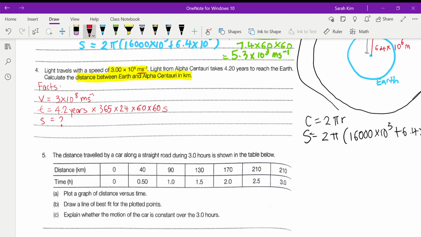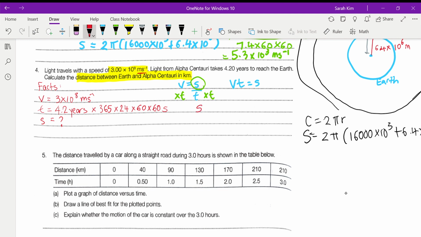Now the formula I'm going to use is just simple. It's going to be V equals S over T. Now we're trying to find S. So there's two ways of doing this. You can rearrange it first. So I get VT equals S. Hopefully we realize that, to get rid of T on the right hand side, you just have to times it by T on both sides, so you get S by itself. So you've got S equals VT. So that's all I've got to do.